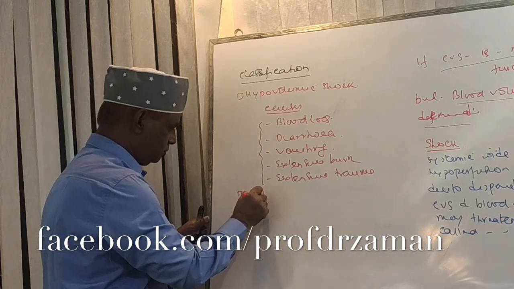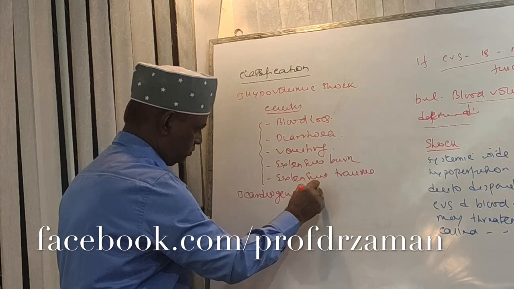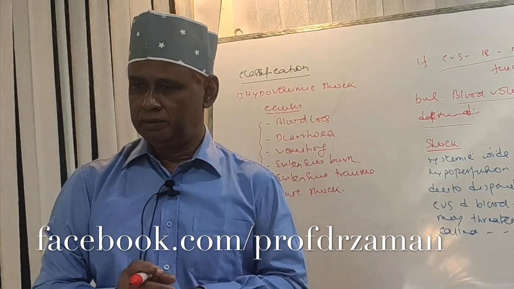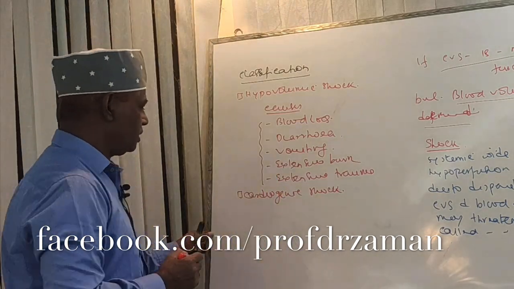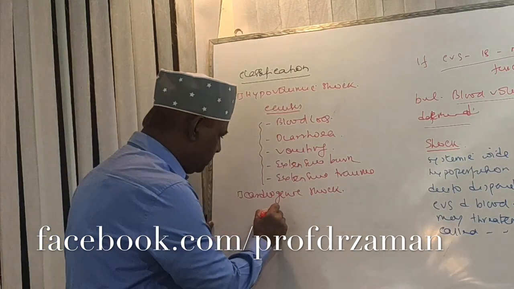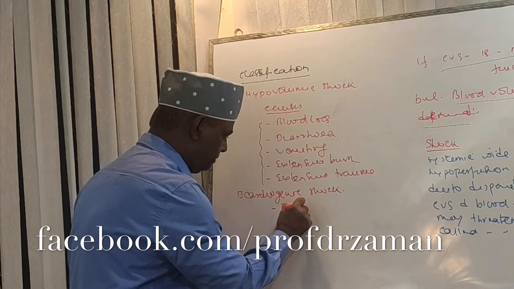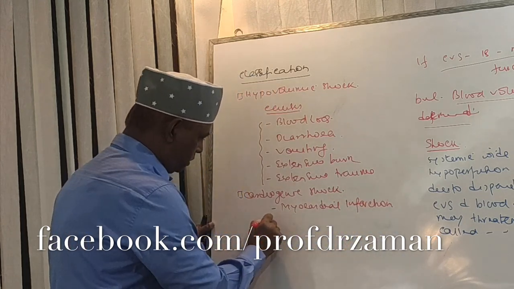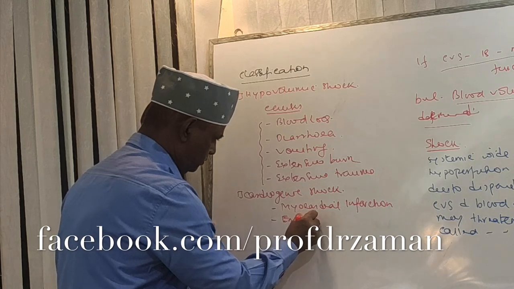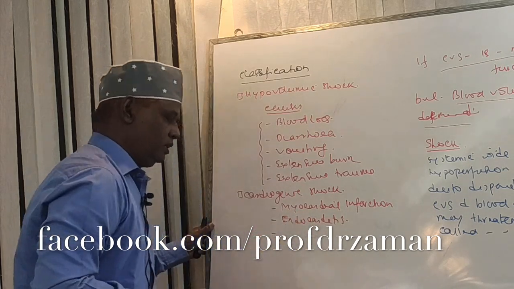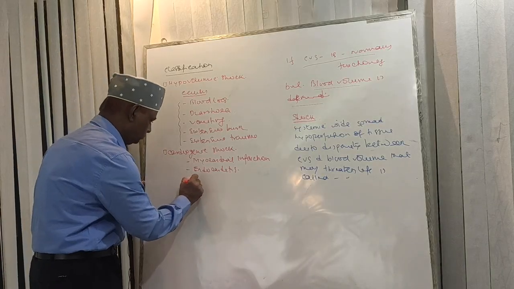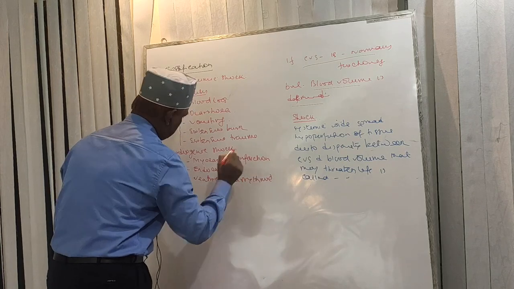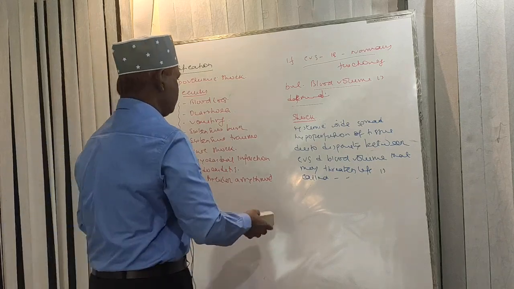Cardiogenic shock. Shock due to disease of the heart, cardiogenic shock. What are the diseases of the heart that may lead to shock? The common disease is myocardial infarction, endocarditis, ventricular arrhythmia. So these are the different causes of cardiogenic shock.